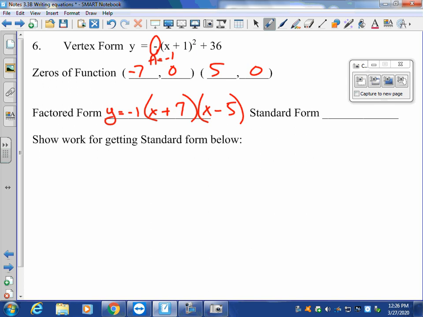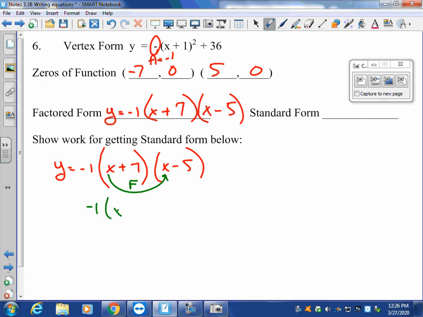To get our standard form, we need to look at foiling this and then multiplying it by -1. So I'm going to write it down here so I can show my work, because I expect you to show work. So first, x times x is going to be x squared. Outer, x times -5 is -5x. Inner, 7 times x is 7x. And last, 7 times -5 is -35.